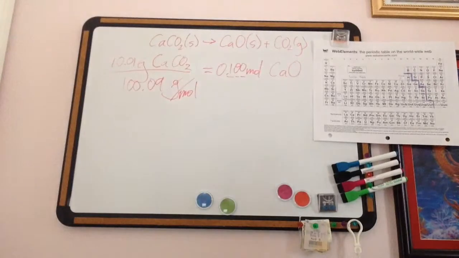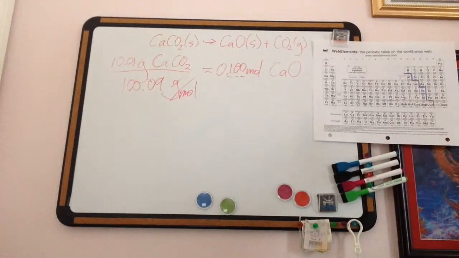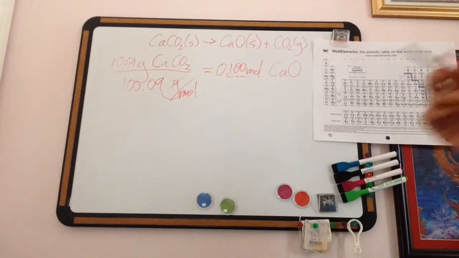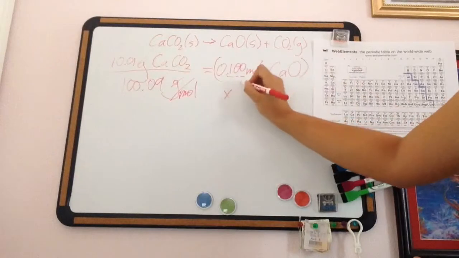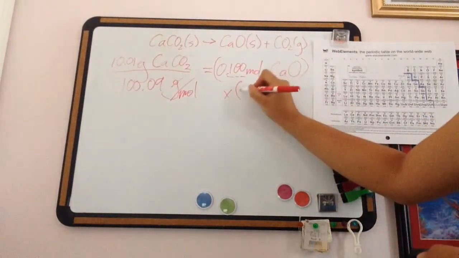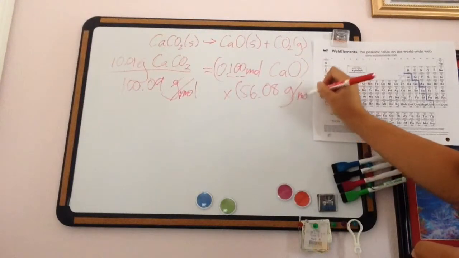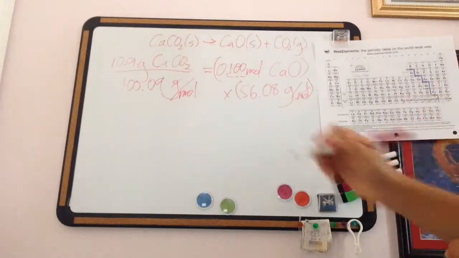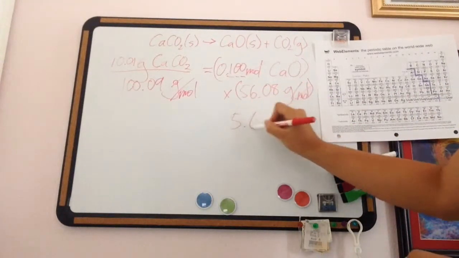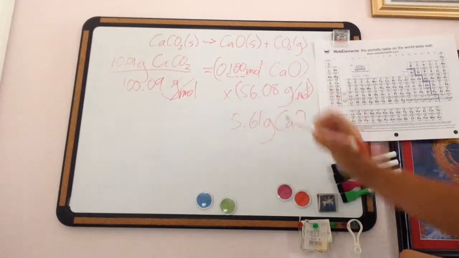And now, since you have the mole of calcium oxide, you can convert this to grams. And to do that, you just need to multiply it by the molar mass, which is 56.08 grams per mole. And so moles cancel out, and you are left with 5.61 grams of calcium oxide.